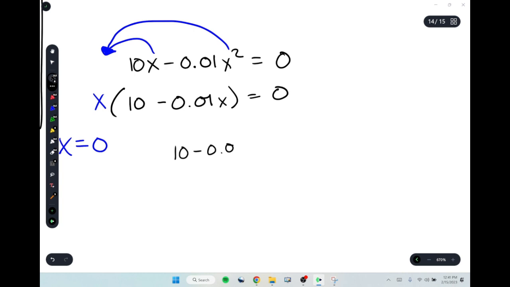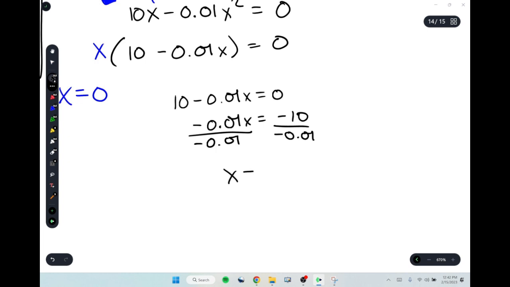10 minus 0.01x equals 0. Any ideas? Minus 10. We'll do it this way. It just takes one extra divide by -1. Divide by -0.01. Here's where it's time for the calculator, right? So x equals what? Do that in the calculator real quick. -10 divided by -0.01.